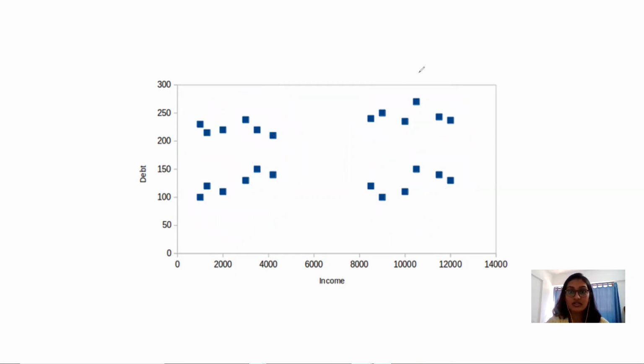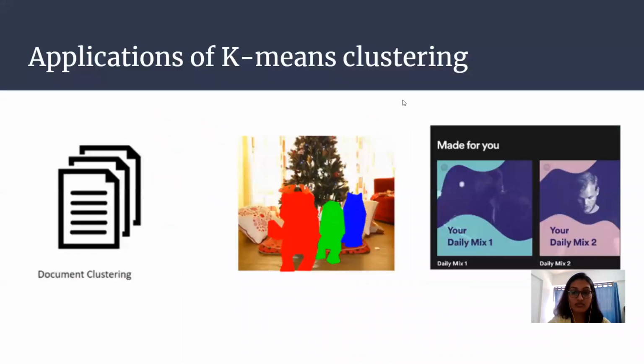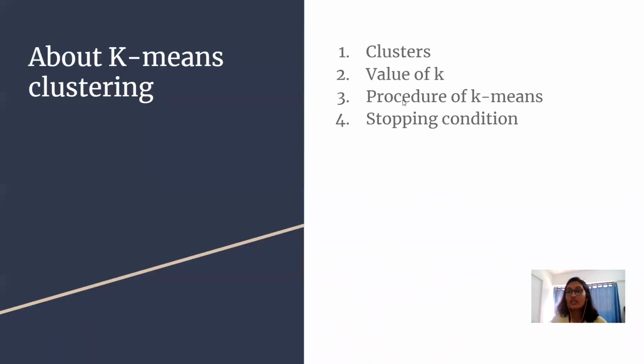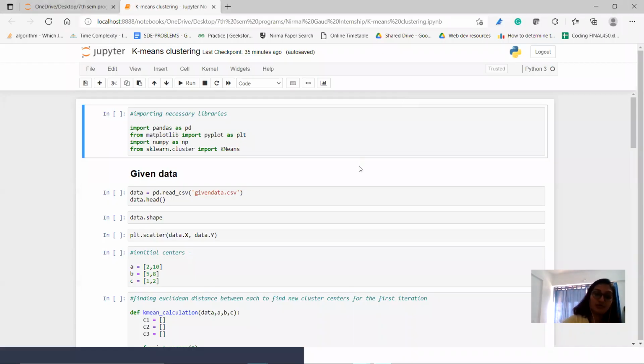So we'll just clear all of these drawings and move back. So the stopping condition is when either a number of iterations have been exhausted or when there is no change in the values of the clusters, or the newly formed centroids don't change. Now let us look at the example and try to understand the procedure.